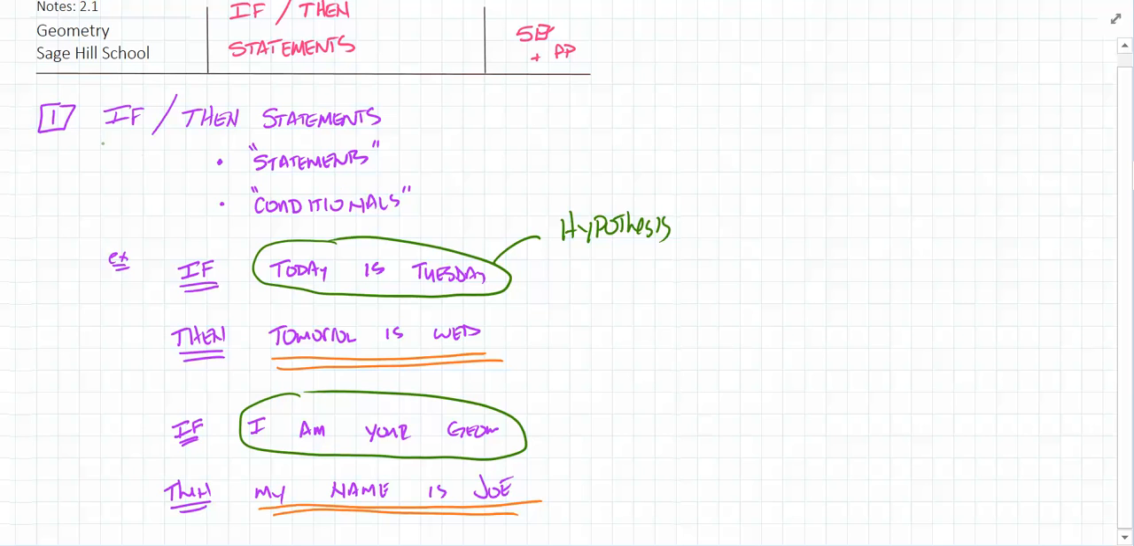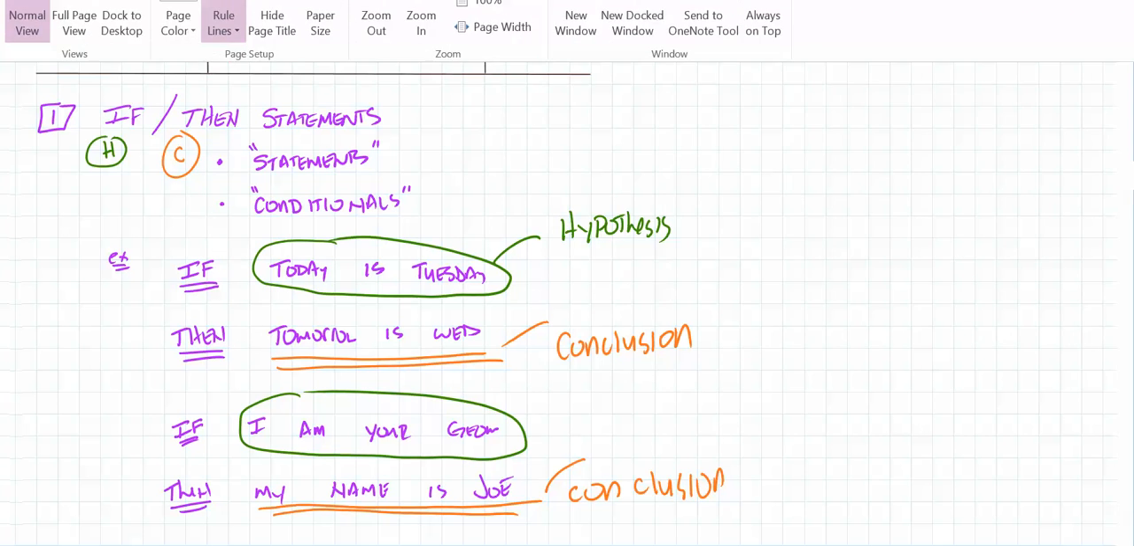So I put a little h here, and I circle that. The if part is the hypothesis. So what does that make of the then part? You got any guesses? The conclusion. All right. So the if part is the hypothesis, the then part is the conclusion. So I put a little C over here. So I go if H, then C. Okay? Does that make sense so far?